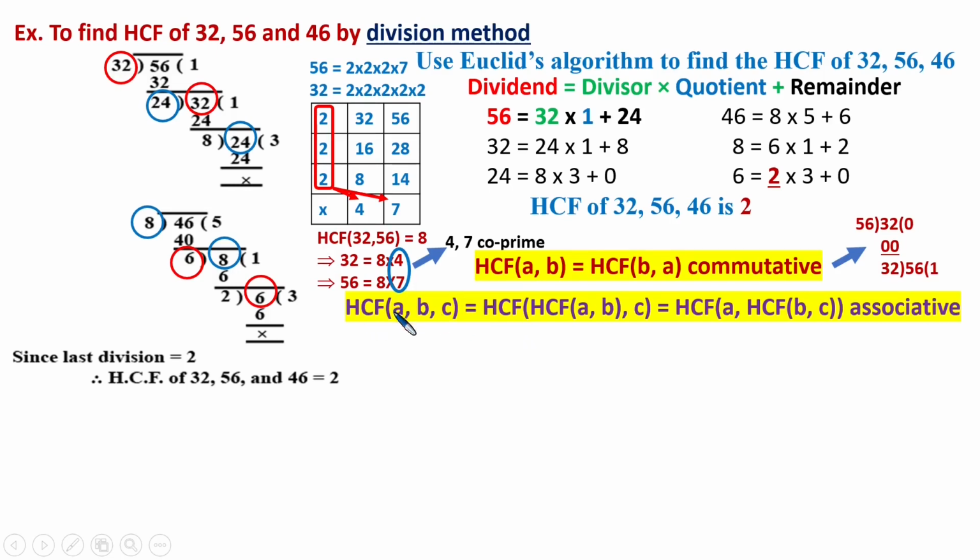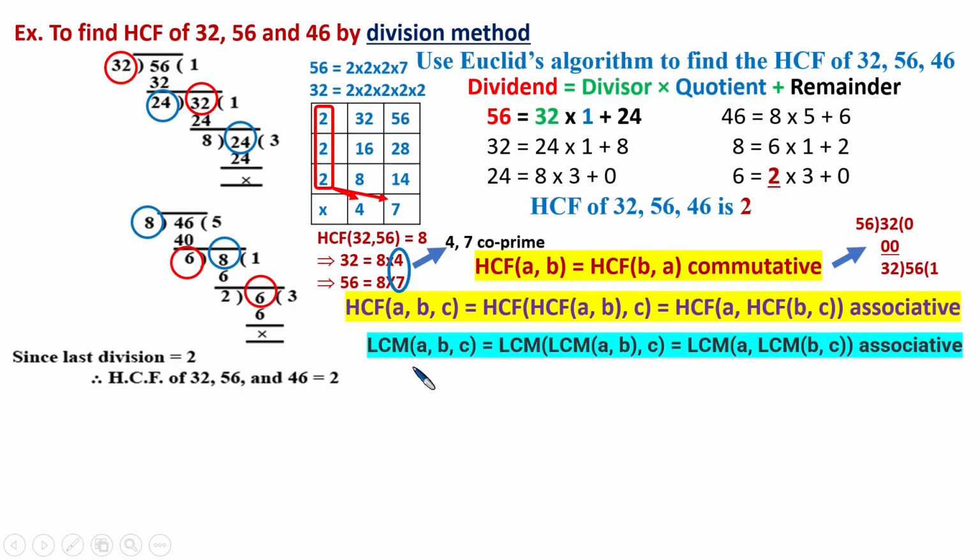So you find the HCF of A comma B, and then you find HCF of A comma B comma C. Here what I have written is equal to HCF of, you first find the HCF of B comma C, whatever HCF you get, and again find the HCF. So this is an associative property. We will prove this. And similarly, LCM also has an associative property.